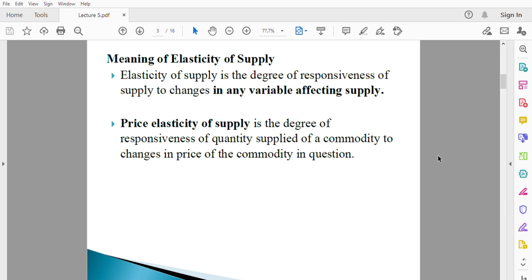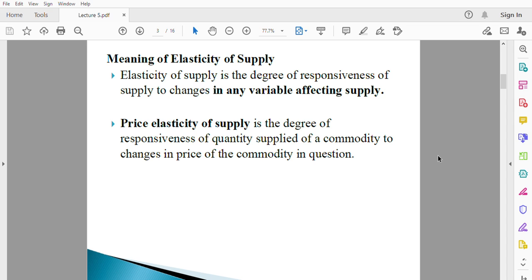So last week we talked about the variables that affect supply, or the determinants of supply. We talked about the price of the commodity. We talked about price of related commodities. We talked about technology and all other factors, right? So how supply would change in response to the change in any of the variables is elasticity of supply.